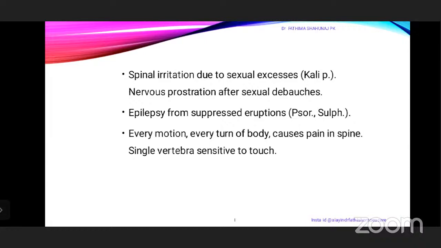Okay. And then one more thing, the spinal irritation due to sexual excess is compared with Kali phos because of the paralytic lameness of the back and extremities, where exertion aggravates. So there will be a paralytic lameness of the back and extremities which is aggravated by exertion, and pain with depression and subsequent exertion. So the patient will also have mental depression and after that will get a weakness also. Okay. Then epilepsy from suppressed eruption, that we have already seen with Psorinum and sulfur.